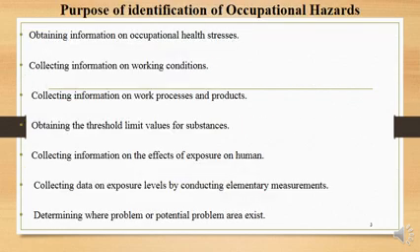Purpose of identification of occupational hazard. The purpose is to obtain information on occupational health stresses, collecting information on working conditions, collecting information on work processes and products, obtaining the threshold limit values for substances, collecting information on the effect of exposure on humans, collecting data on exposure levels by conducting elementary measurements, determining where a problem or potential problem area exists.